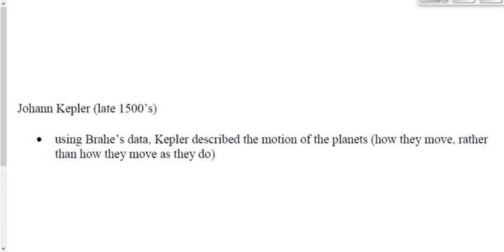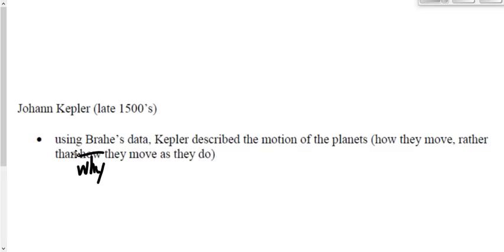Now, Tycho Brahe's student, Johann Kepler, he's the guy that did something with that data that Tycho Brahe collected. He used that data to describe the motion of the planets. There's a bit of a typo here, by the way. He described how they move rather than why they move as they do.